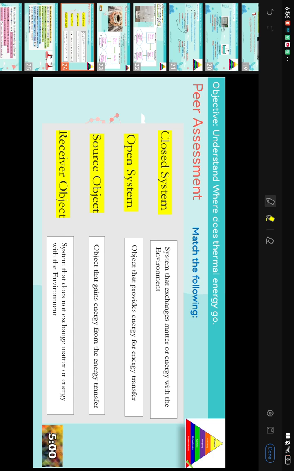Okay, so here we have a few assessments. You have to match the following vocabulary. What's the meaning of a system that exchanges matter with the environment? We call it an open system. An object that provides energy, and what's the meaning of provide? Gives energy. It's the source object. An object that gains energy is the receiver object. A system that does not exchange energy with the environment, like a microwave, is a closed system.